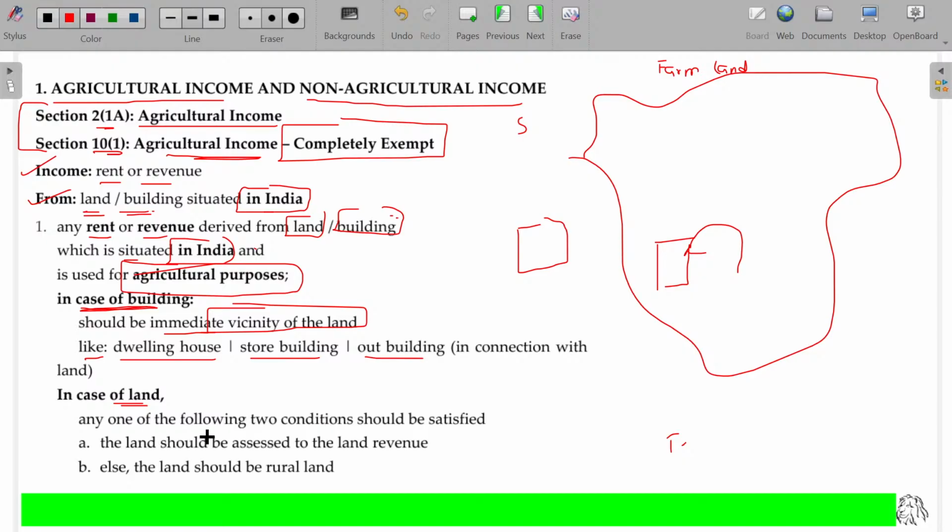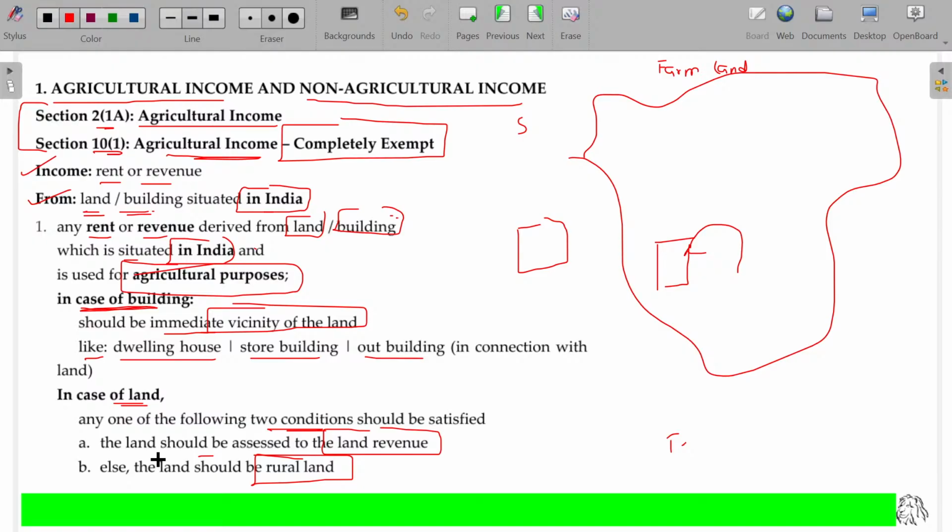In case of land, any one of the following two conditions should be satisfied to consider this as agricultural income and not taxable. One is the land should be assessed to land revenue, else the land should be rural land. Otherwise, there will be tax liability. Rural means we'll study what is called rural later on. Based on the population, we'll consider the area being rural or non-rural. Clear? We'll study those things in detail along with the capital gains chapter.